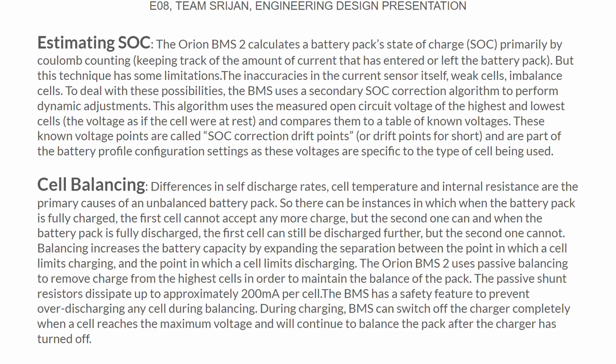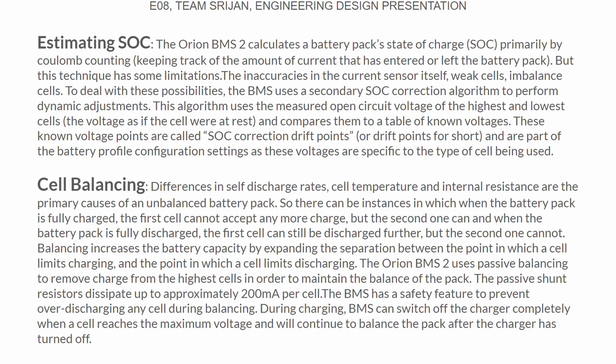Estimating SOC. The Orion BMS2 calculates the battery pack's state of charge primarily through coulomb counting, but this method has limitations due to inaccuracies in the current sensor, and weak or imbalanced cells. To address these issues, the BMS employs a secondary SOC correction algorithm. This algorithm adjusts dynamically by using the open circuit voltage and highest and lowest cells and comparing them to a table of known voltages called SOC correction drift points. These drift points are configured based on the battery profile and are specific to the cell type used.